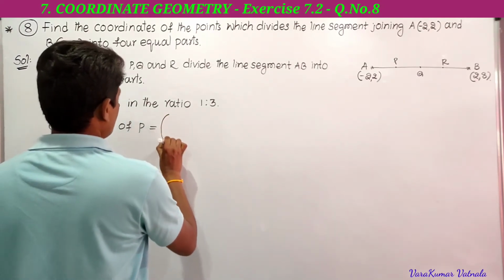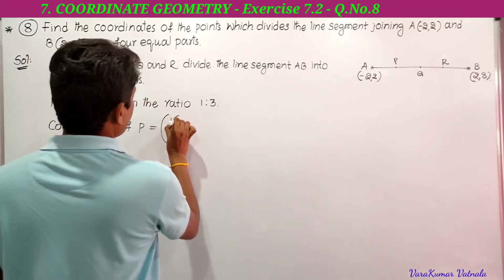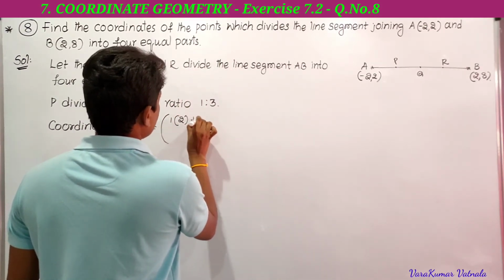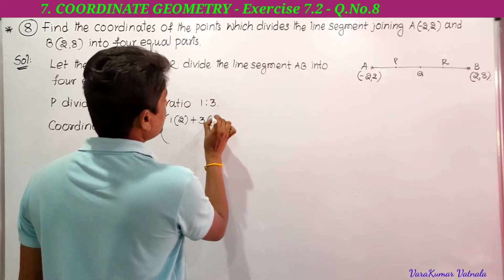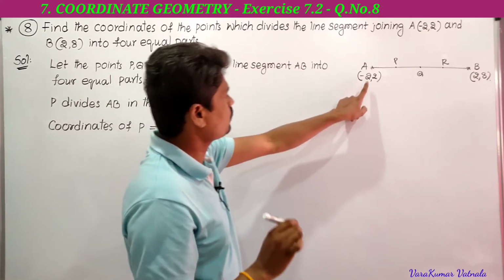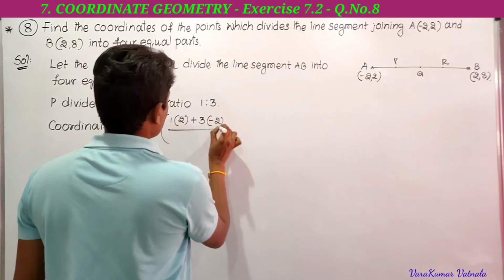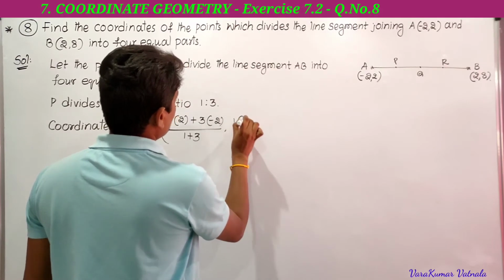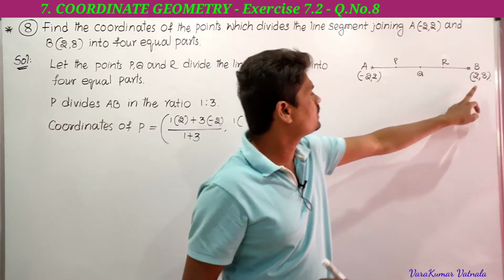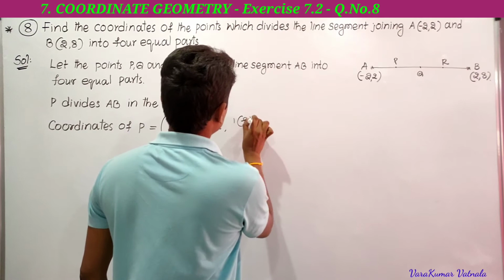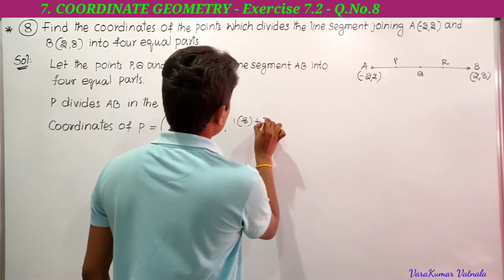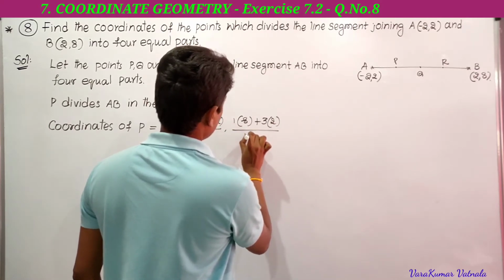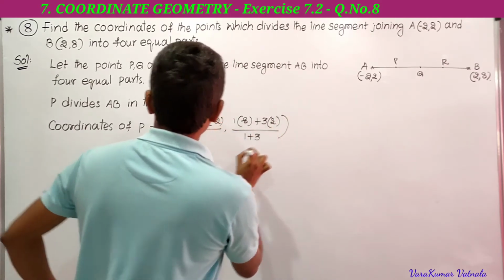So M1x2: 1 into x2 value 2, 1 into 2, plus M2x1, M2 is 3, x1 is minus 2, by M1 plus M2, that is 1 plus 3. In the same way M1 y2, M1 is 1, y2 is 8, 1 into 8, plus M2 y1, M2 is 3, y1 is 2, by M1 plus M2, 1 plus 3 again. So just we have to simplify.